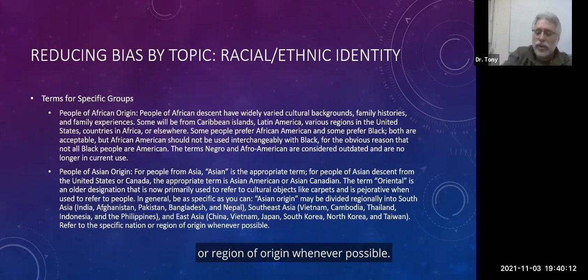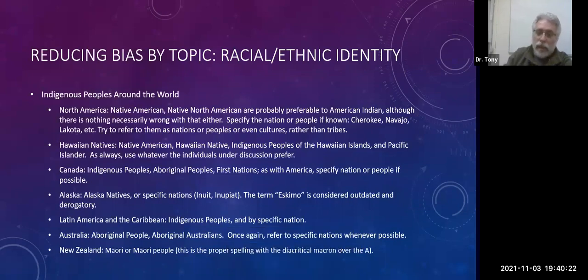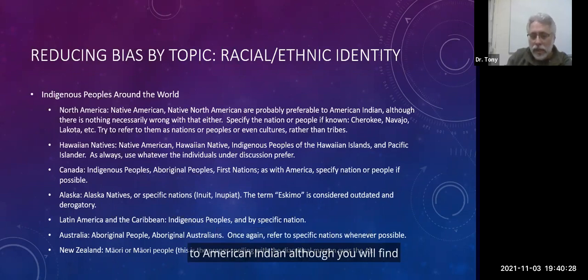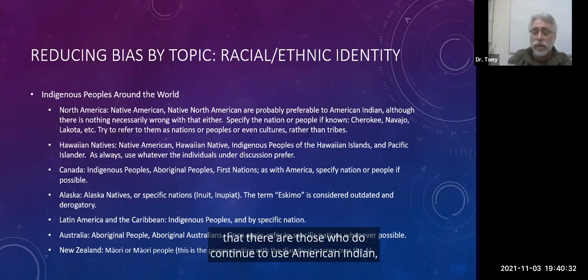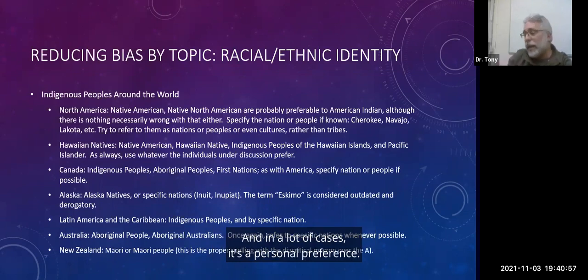So again, here the recommendation is to be as specific as you can. Refer to a specific nation or region of origin whenever possible. By the way, that same guideline holds true when speaking of Indigenous people around the world. In North America, we use terms like Native American or Native North American, which are probably preferable to American Indian, although you will find that there are those who do continue to use American Indian, and it's not necessarily considered bad. I think things like Native American are considered preferable, but I do know some people that we would commonly refer to as Native American who prefer not to be. They actually prefer to be referred to as American Indian, so in a lot of cases it's a personal preference.